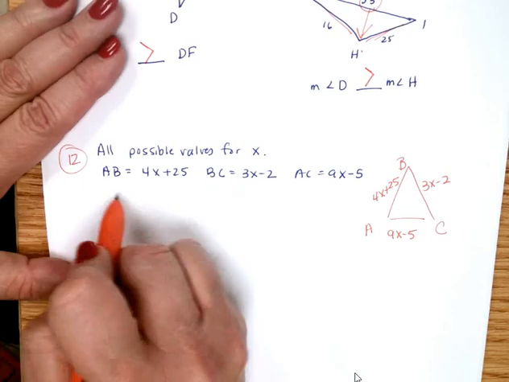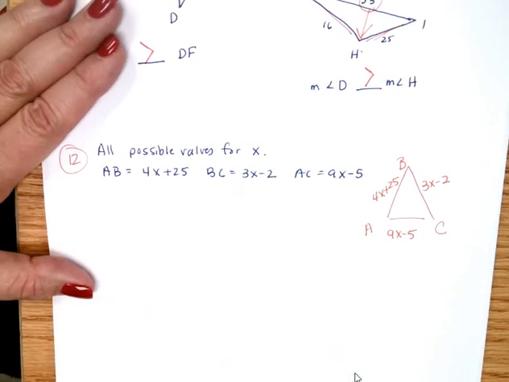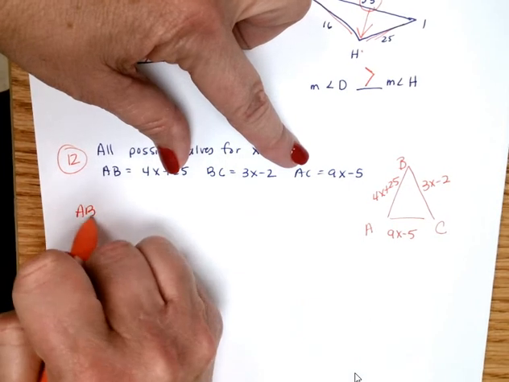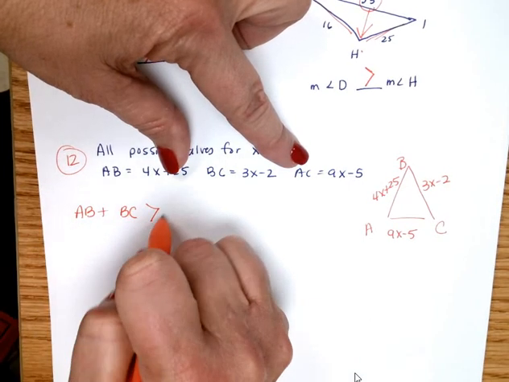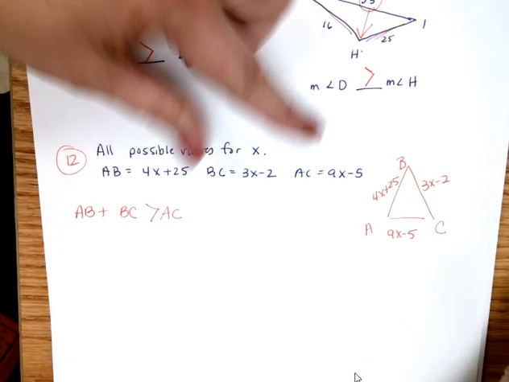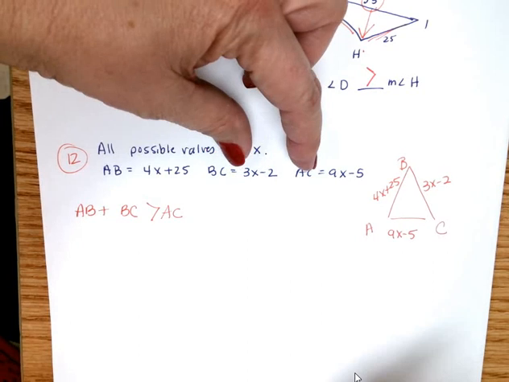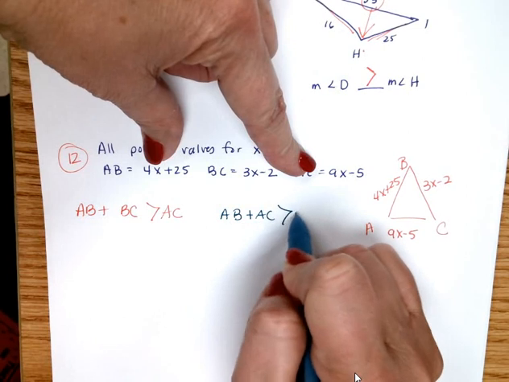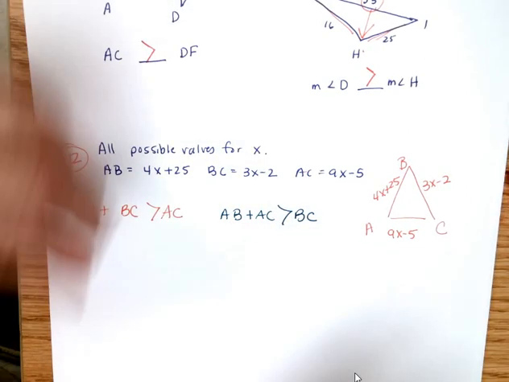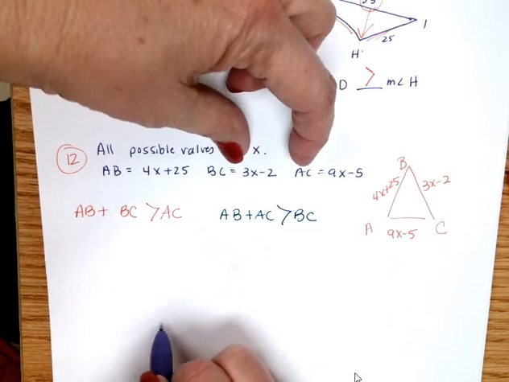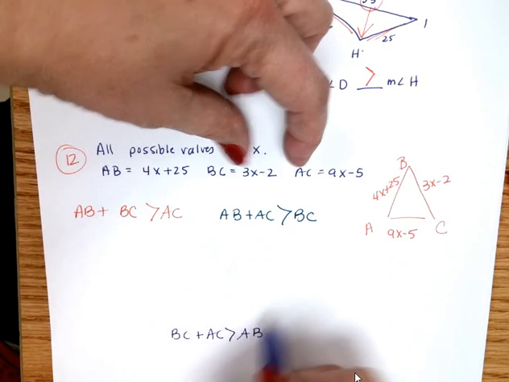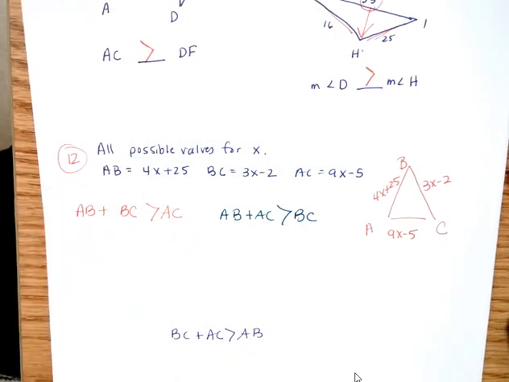So we said, hey, that theorem we did in the very beginning, the triangle inequality theorem, said the two sides have to be bigger than the third. So I know that AB plus BC has to be larger than AC. But I also have to check. I know that AB plus AC has to be larger than BC. And I also have to check. I have BC plus AC has to be larger than AB. So these should be the three different sides I have. Now I got to put in my math and see how this works.